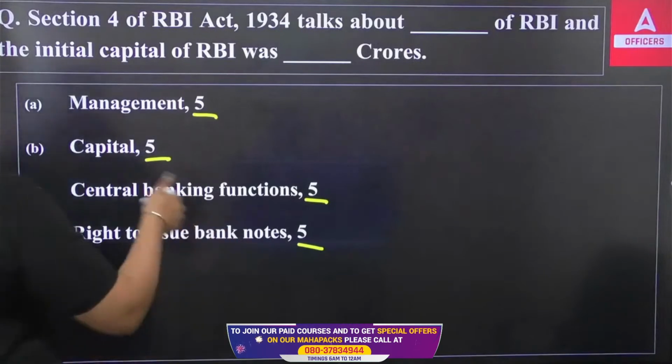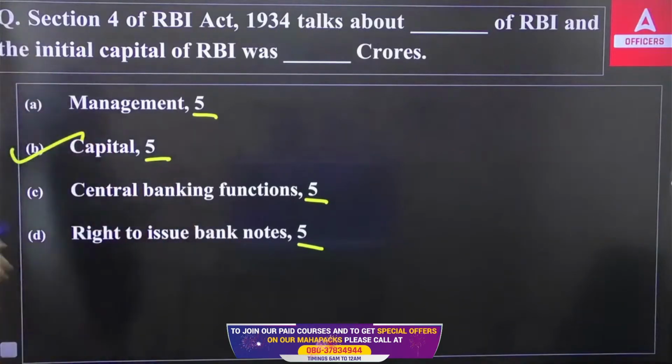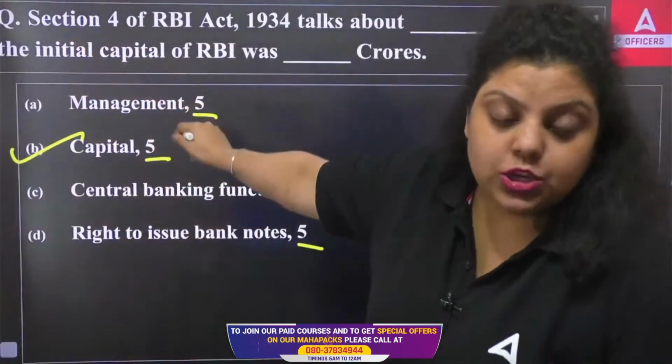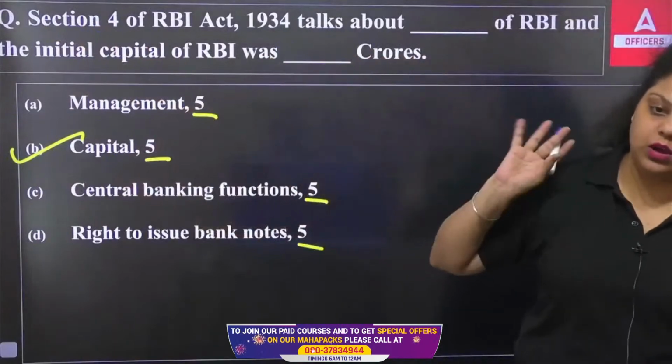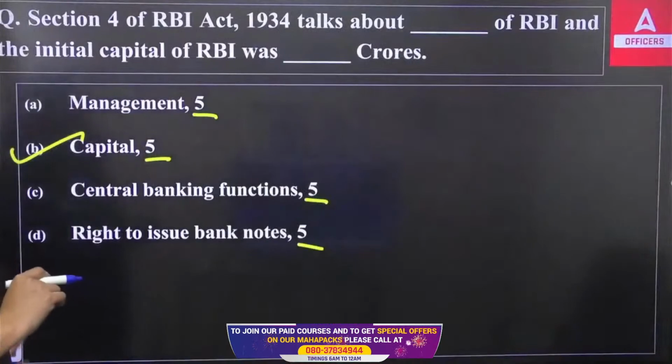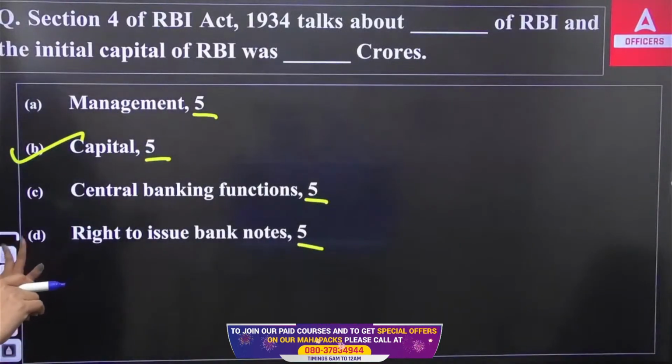So the right answer is capital. Section 4 of the RBI Act 1934 talks about the capital of the RBI, and the initial capital of RBI was 5 crore. How much was the initial capital? It was 5 crores. Okay, so the right answer is your B option, that is 5 crores.